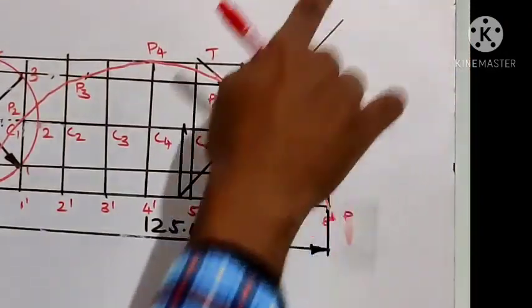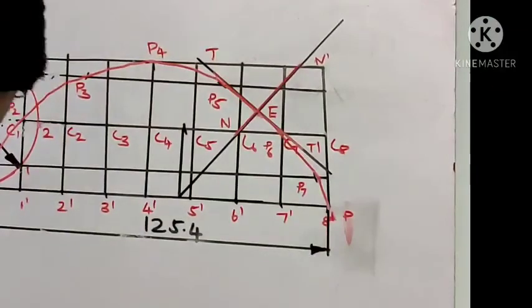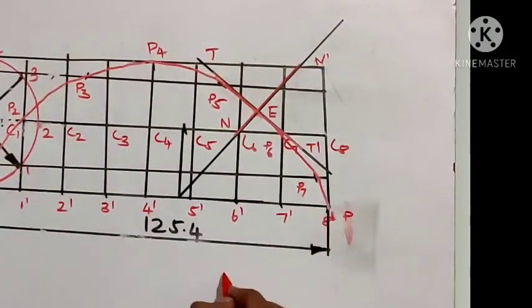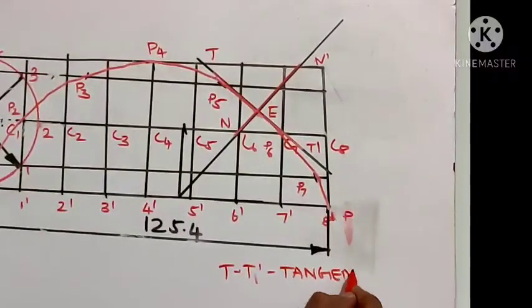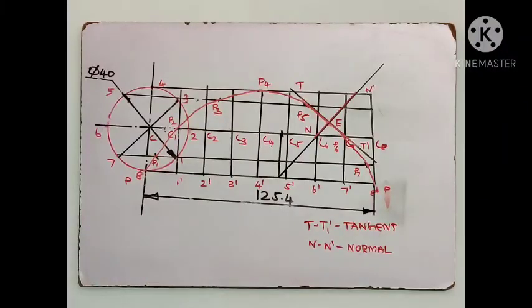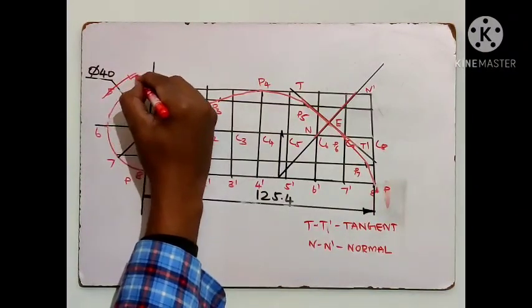The calculations I mentioned here need to be written, because I had some space constraints, so I erased that, but that calculation should be there. Finally you need to write T, T dash is the tangent, and N, N dash is the normal. The data given in the question is the diameter of the circle, so you mention that here, and you also need to mention whether you assume the generating circle is rotating in the clockwise or anti-clockwise direction. So you need to make an arc something like this, and mention it like this.